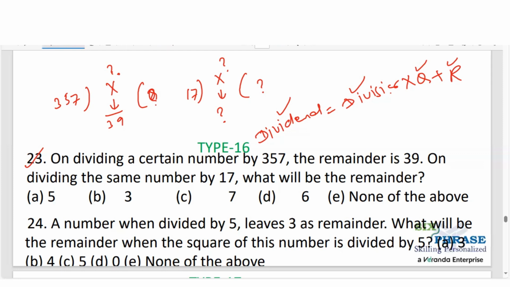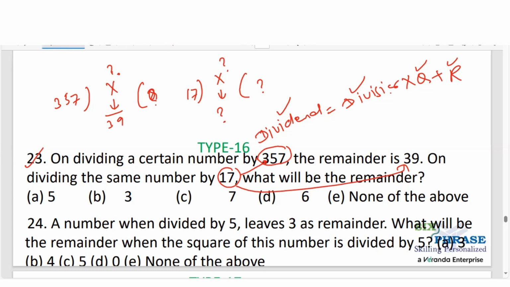So we need a simple technique to solve this question directly. What is the simple technique for this type of question? First you check the connection between the first divisor and the second divisor. Here the first divisor is 357, the second divisor is 17. If the first divisor is divisible by the second divisor, then directly you divide the given remainder by the new divisor. The new remainder will be your answer.